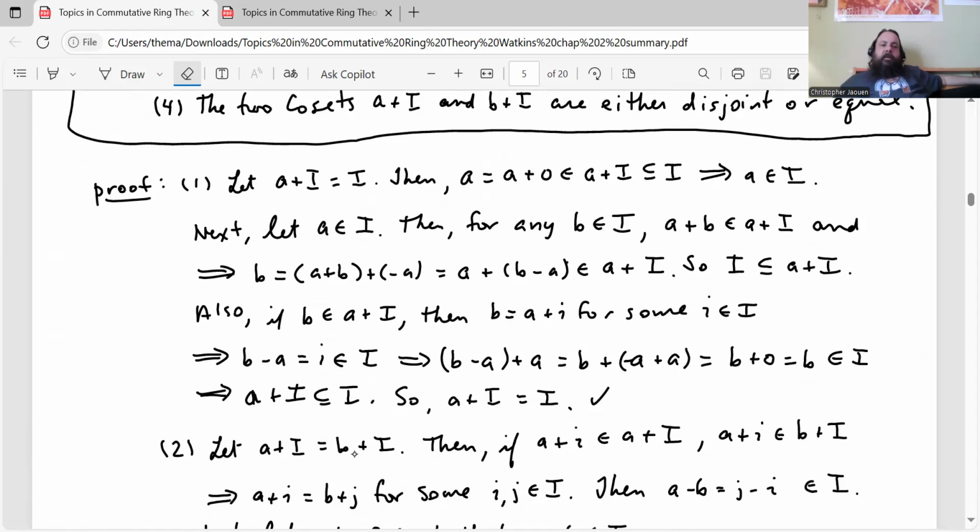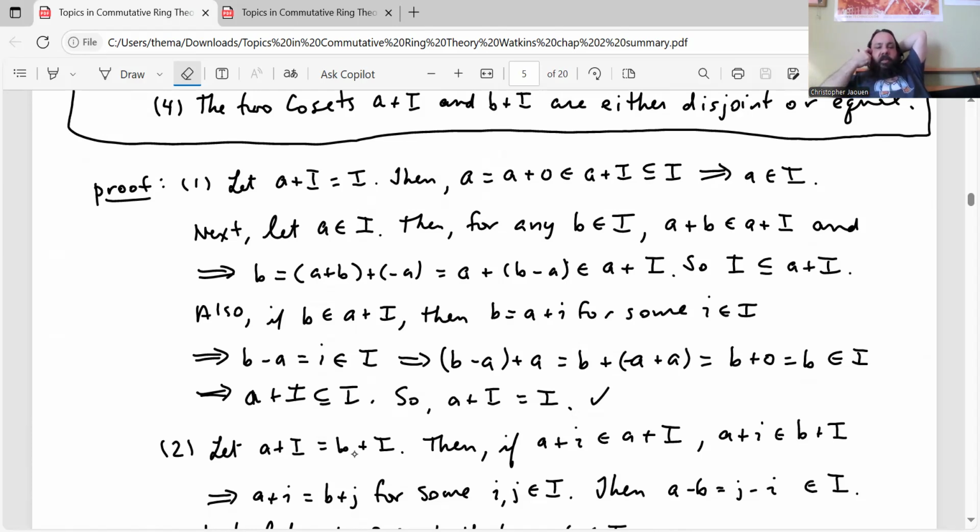Next, remember these are if and only if, so you have to do both directions. Next, let a be an element of I. Then for b in I, a + b is an element of a + I, and that implies b = a + (b - a), by associativity, which is an element of a + I. So I is a subset of the coset a + I.